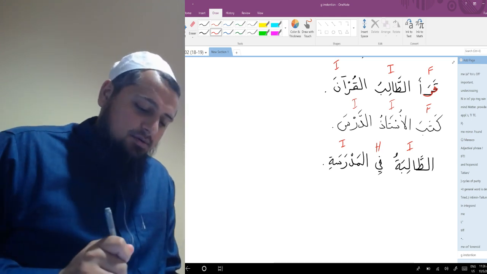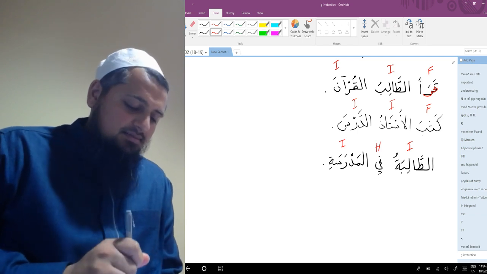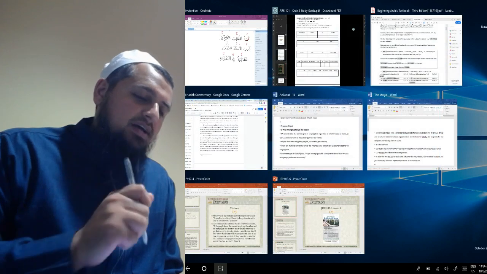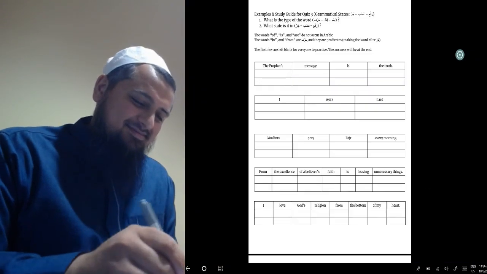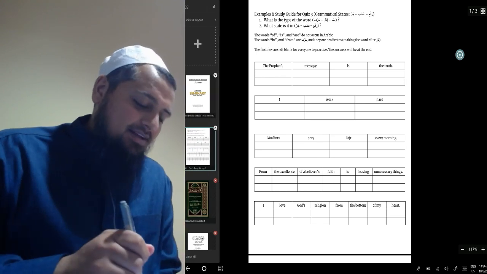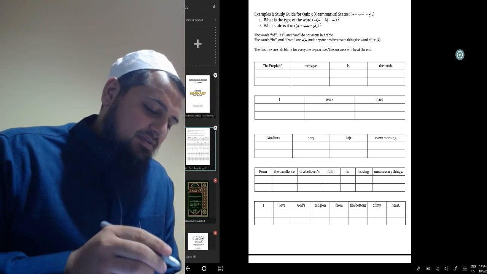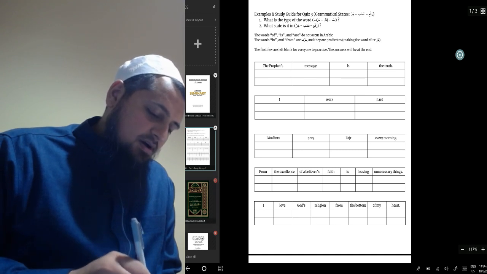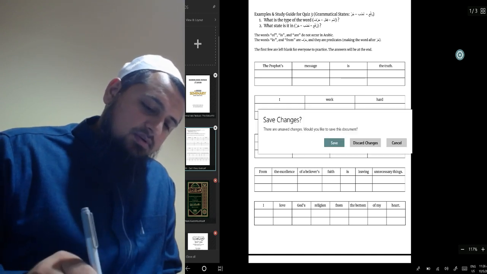Now, what we're going to do is take this newly acquired skill, mashallah, and apply it to Surah Al-Fatiha. We're going to identify all of the words in Al-Fatiha, if it's an ism, a fa'il, or a harf. Let me open up a copy of the Mus'haf real quick.